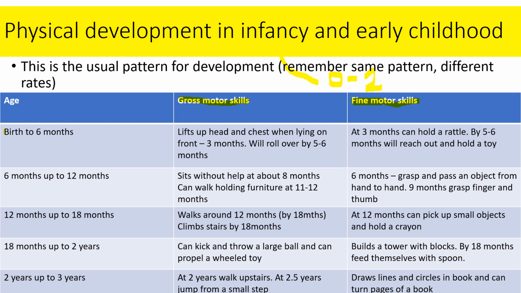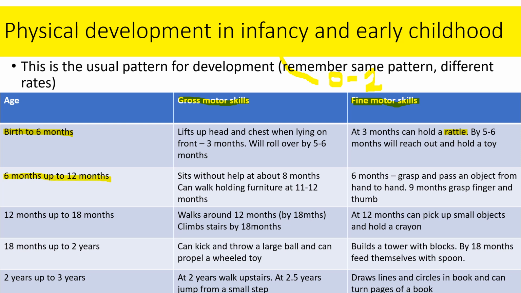So from birth to 6 months, a baby is able to lift its head and chest by the age of about 3 months, and will be able to roll over between 5 and 6 months. It would be really useful here if you've been able to jot down when you hit your own milestones. You could maybe have that sheet of paper alongside while you're looking at this, and you could just do a bit of a comparison and just see where you fit on here, because remember that everyone hits their milestones but at different times. Fine motor skills, at 3 months a baby can hold a rattle, and by 5 to 6 months they will reach out to get a toy. So you can see then that the hand and the fingers are obviously developing.